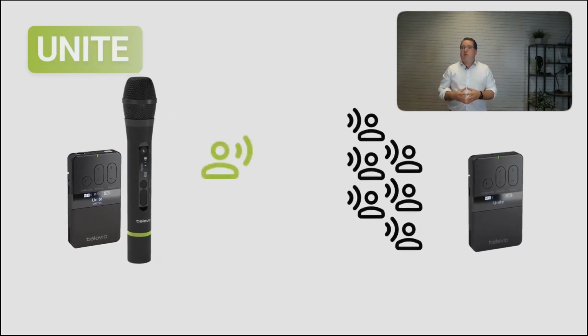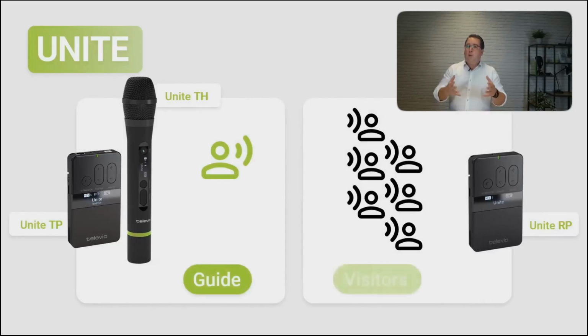So if you see this in an actual setup, how does this look like? Well, it looks something like this. Again, you have one of the master devices, TP or TH, for the guide, and then the RPs for the visitors. You can have as many RPs as you want for your visitors. The range of this is about 50 meters indoors, 300 meters outdoors. So basically, it depends on how many people you can actually fit in to the room. That's your limit of the amount of receivers. This is your basic tour setup, but we can go a little bit farther with this.